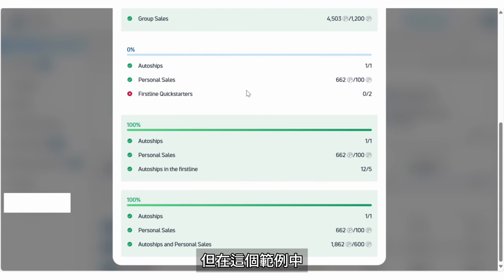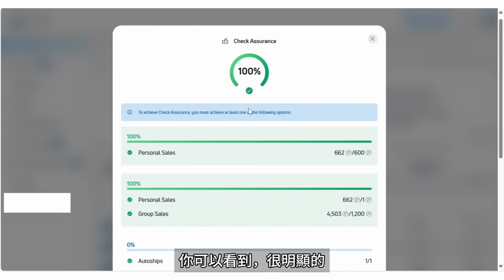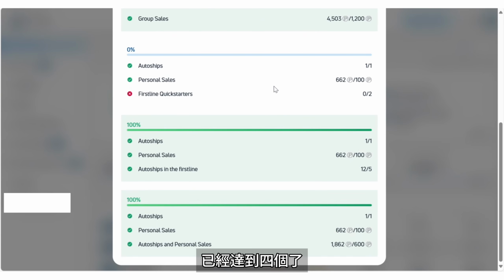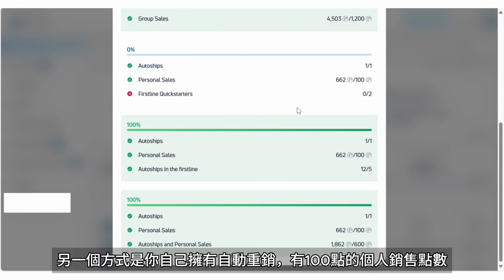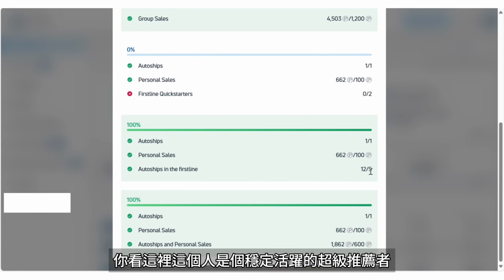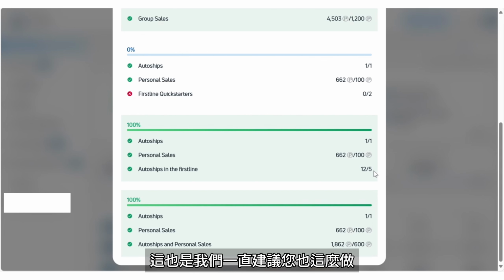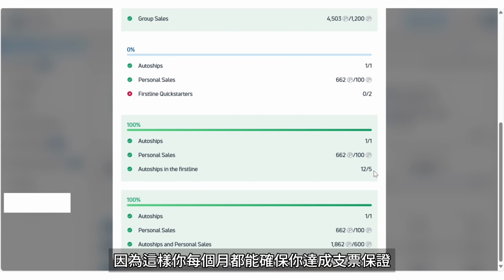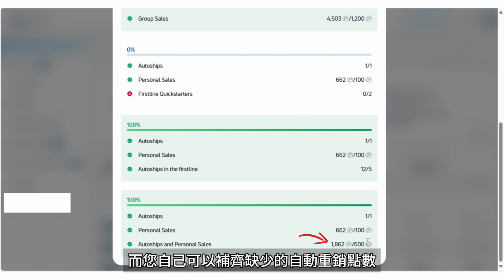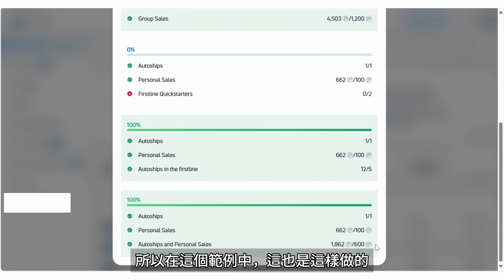But here in this example, you see it's perfectly visible that out of 5 different check assurances, 4 are already reached. Another one is you can have your personal ordership with minimum 100 points, and you have in your first line minimum 5 orderships. You see here this person is super sponsor active, has a wide stability, which we always recommend, because then your check assurance is not at risk. Or you can have an own ordership with minimum 100 points, and you can replace every missing ordership with an additional 100 point order. So in this case, that was done as well.